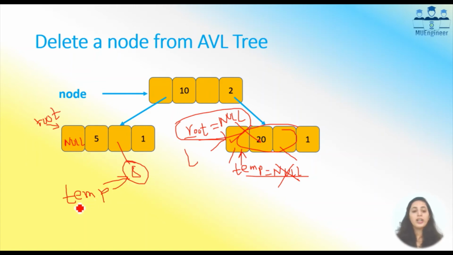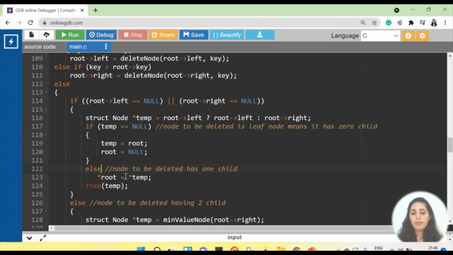So if right child is there, your temp is pointing to the right child and root is pointing to the node which you want to delete. So what will I do in this case? मुझे 5 को delete करना है और उसका एक right child है 8. तो 8 will come in place of 5. That means root का value will be the value of temp.